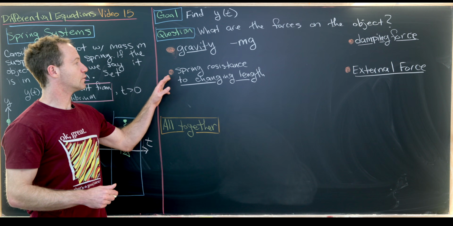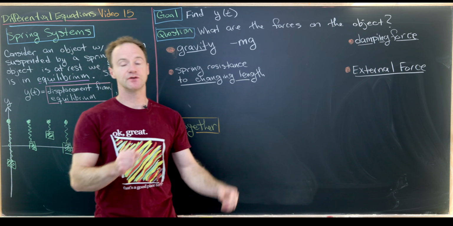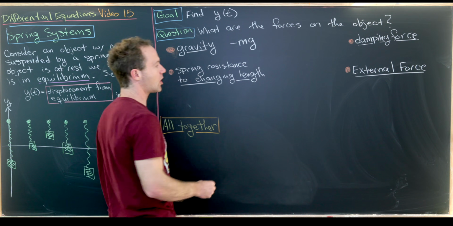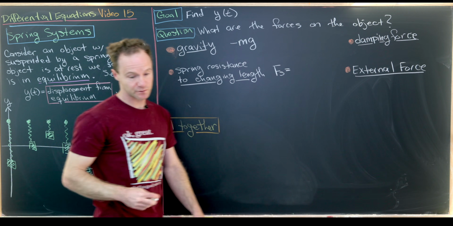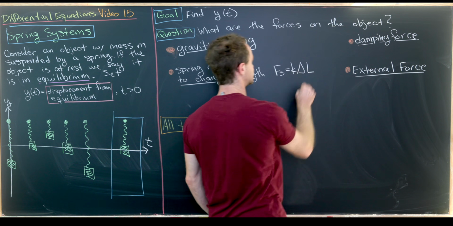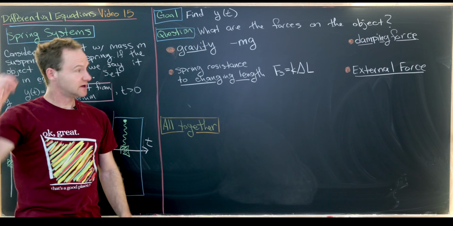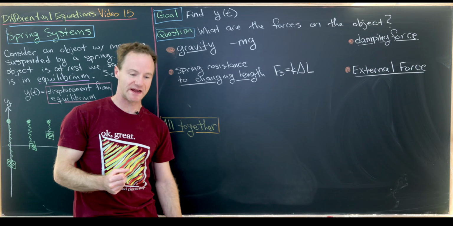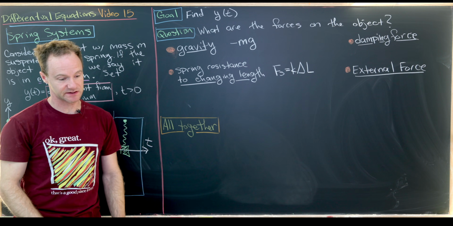Okay, then we'll have the spring's resistance to changing the length. So this is the resistance that you feel when you pull a spring. And so we'll call this force F sub s, and this force will be equal to K times delta L. And so delta L is the difference between the length of the spring and the length of the unweighted spring. And then K is something called a spring constant.